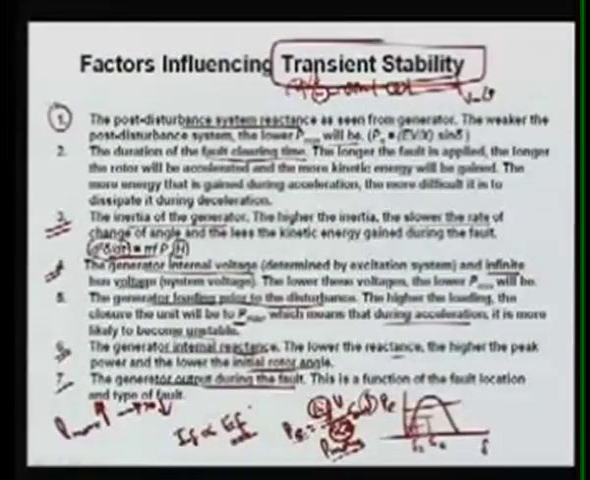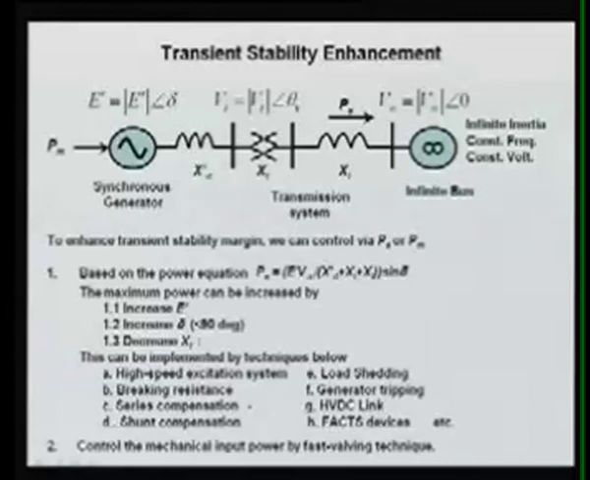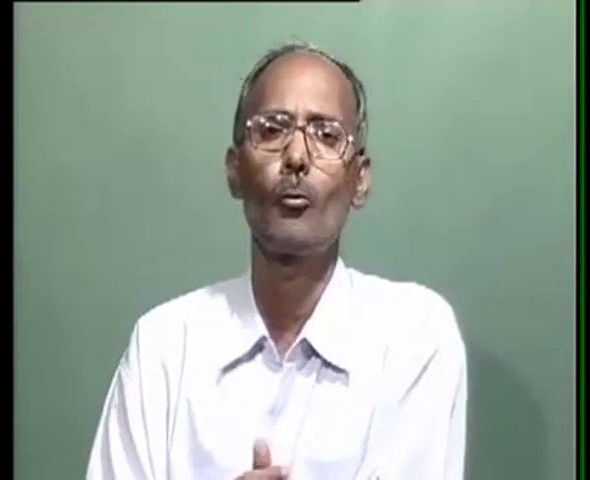Now to improve the stability, these factors can be looked upon. These are the factors by which we can go for the better, so that we can improve the transient stability of the system. To understand this, again we have to take a simple system. Here I have taken only one line so that we can see what is going to happen.